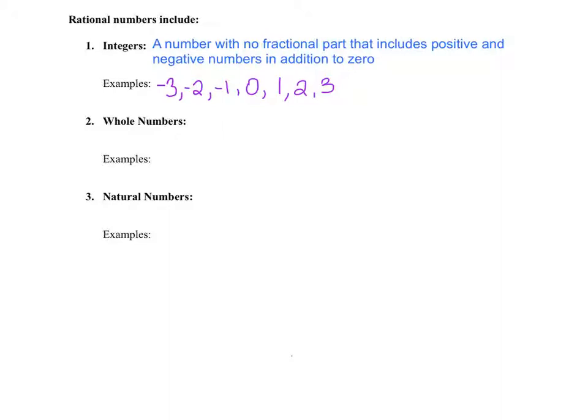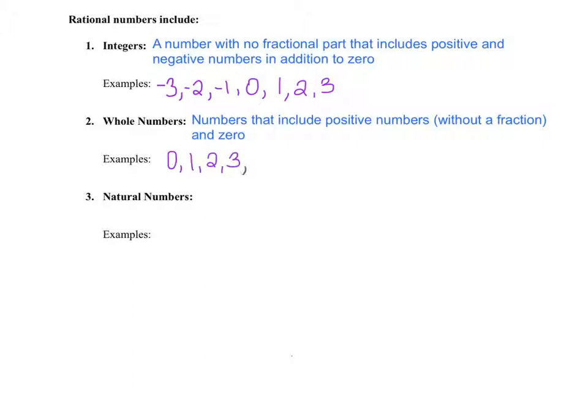Another example of a rational number is whole numbers. Whole numbers are numbers that include positive numbers without a fraction and 0. Examples of whole numbers include 0, 1, 2, and 3, and so on. Now, in the word whole, you have an O in it, which can be represented as a 0. That's how we know a whole number includes 0.